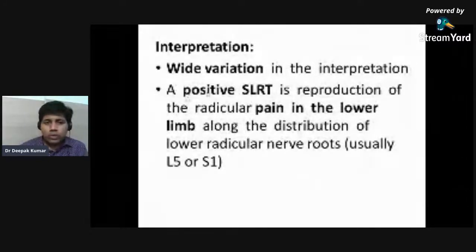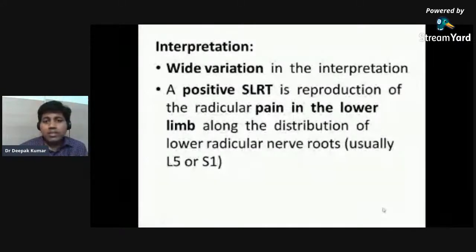A positive SLRT, I'm going to just read this, and then I will explain what is happening, what is the detail that is being hidden, and what is the detail that is being assumed. A positive SLRT, straight leg raising test, is reproduction of the radicular pain in the lower limb along the distribution of lower radicular nerve roots, usually L5 or S1. Now, I just read along the interpretation, how you need to interpret. But now, here is where the assumption begins.